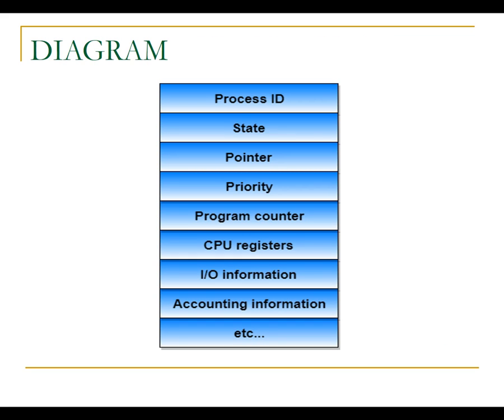Now the process state diagram can also be represented in this format. This format is a stack format where you can see that the first one is process ID, then process state, process pointer, process priority, program counter, CPU register, input output information, accounting information, etc.